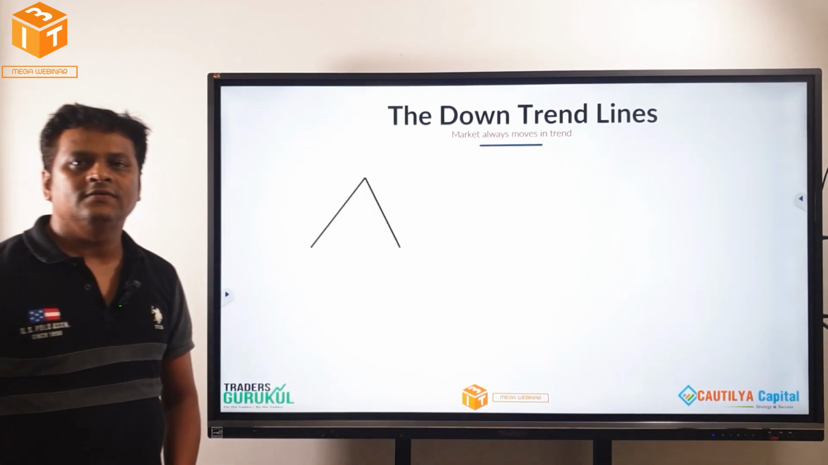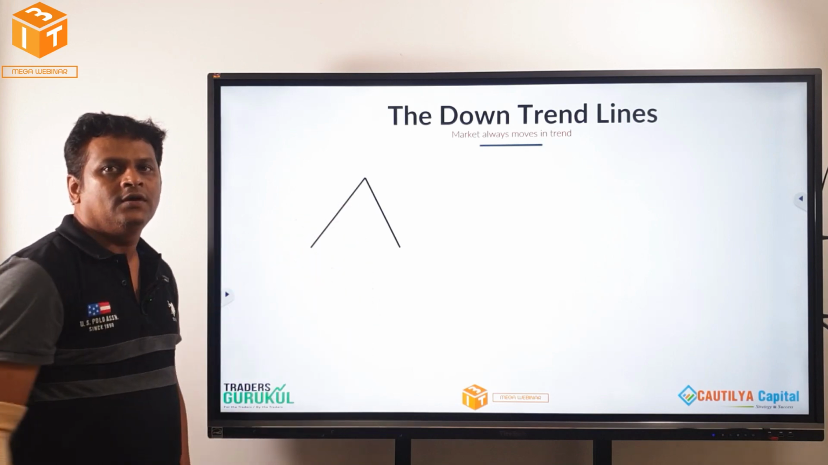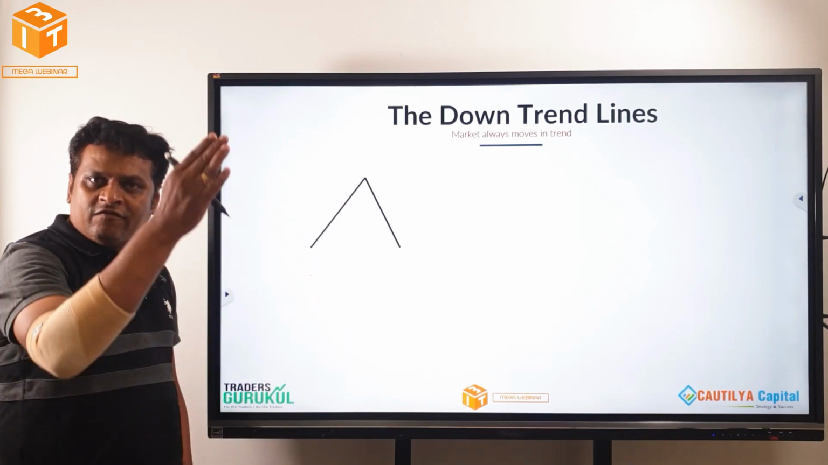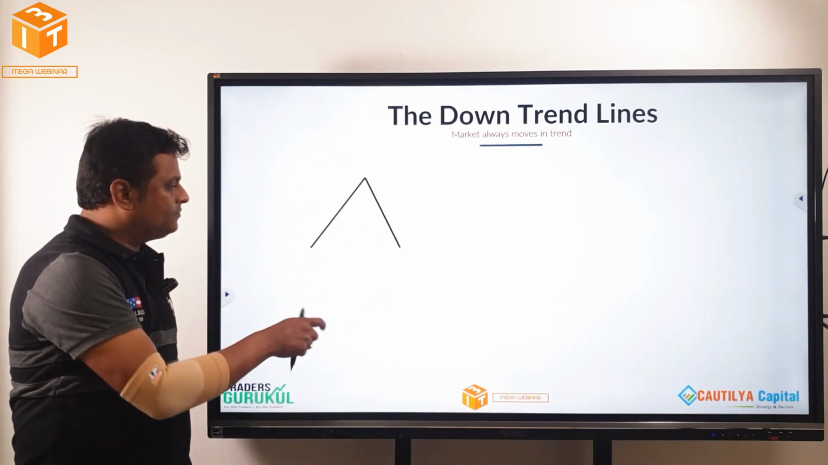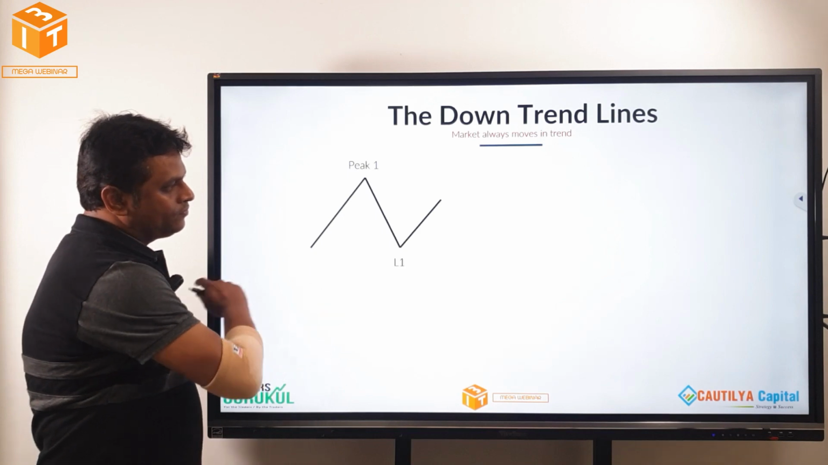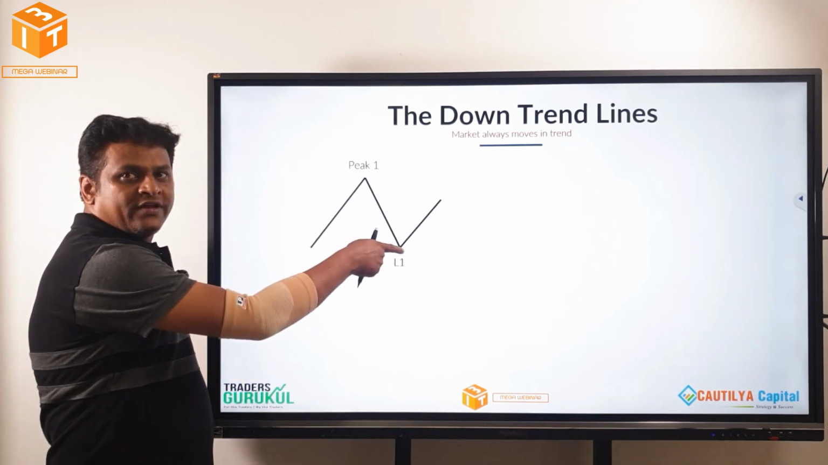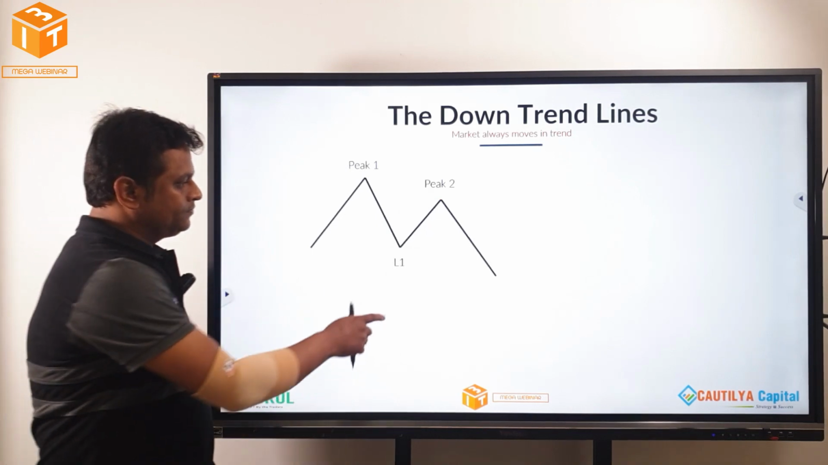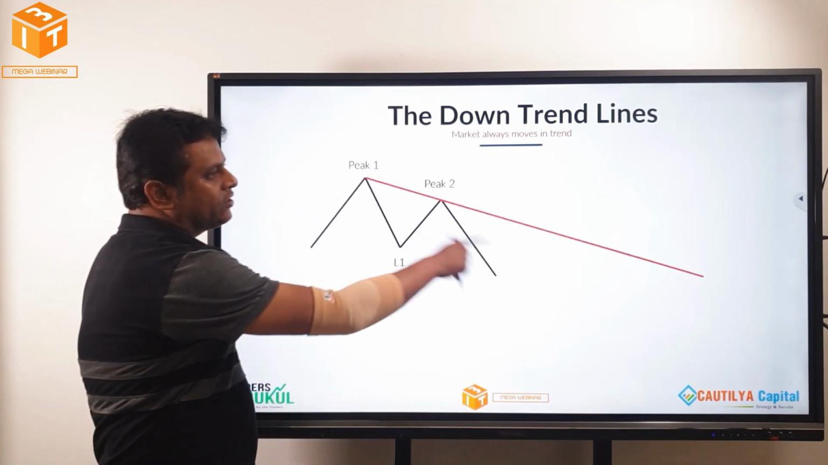So what is this? You see this mountain? In the technical world it's called a peak. The way you have a V for valley, this is a peak. Peak 1 is formed. It formed a low one here. Peak 2 is formed. See, you can draw a trend line.